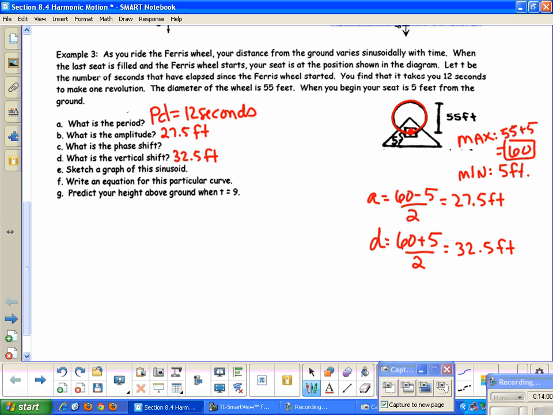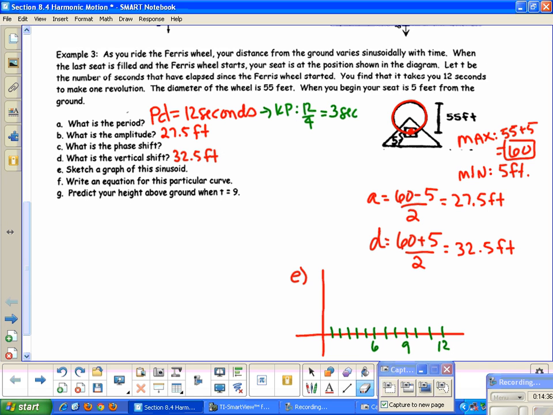And let's go ahead and sketch a graph for this. So for my graph, I know that the period's 12 seconds. So if that's the case, then I know that my key points are going to be going by 12 over 4, which is by 3 seconds. So on here I have 1, 2, 3, 4, 5, 6, 7, 8, 9, 10, 11, 12. So this would be 3, 6, 9, and 12. I'm going to make that 3 look a little better.